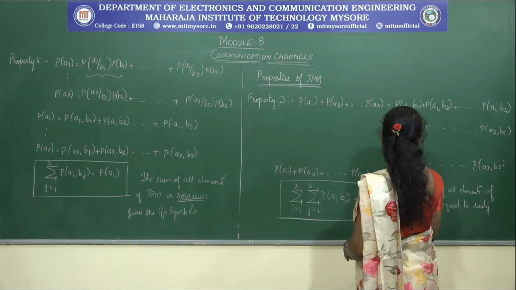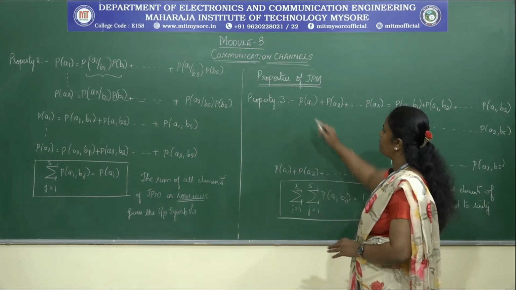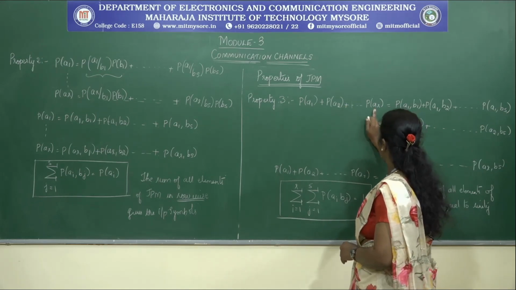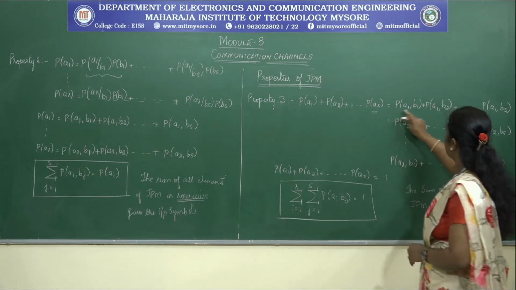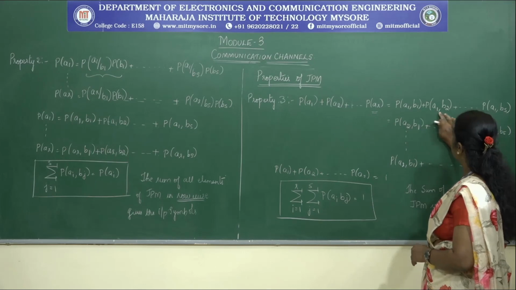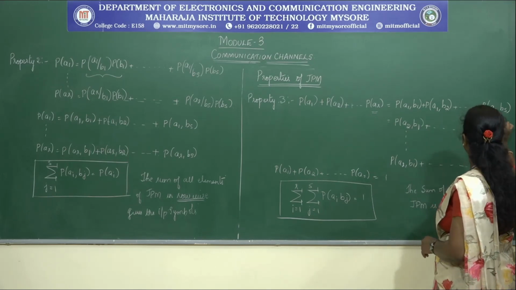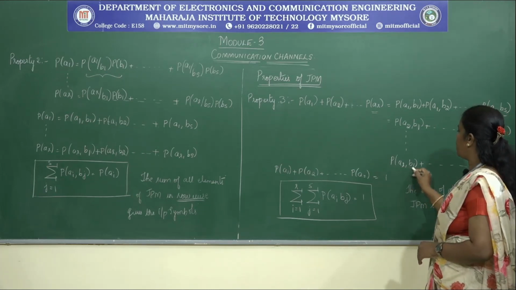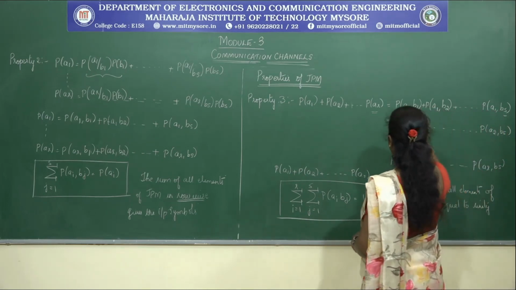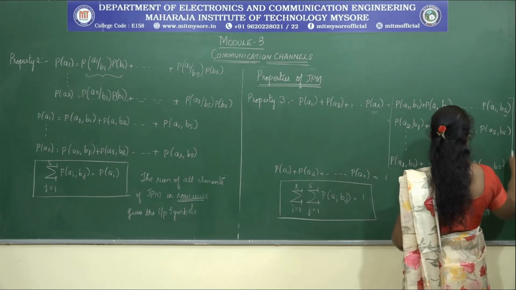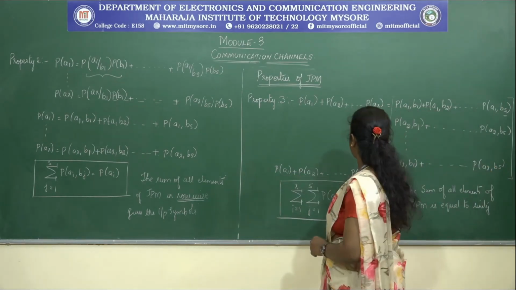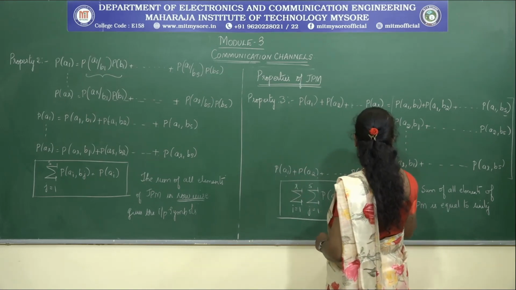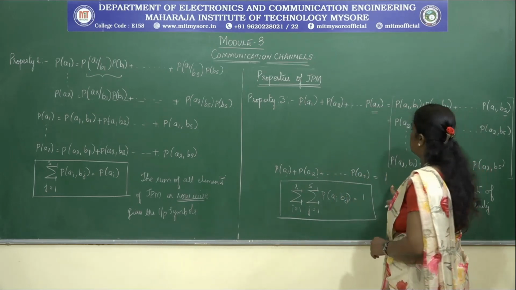So we have the property 3, which is related to your JPM, where the sum of all the elements of JPM is equal to unity. That means if we consider P of A1 plus P of A2 up to P of AR, and expand this, that is P of A1 comma B1 plus P of A1 comma B2, up to how many symbols? BS number of symbols. So this can be expanded up to P of AR comma B1 plus P of AR comma BS. So this is written in the form of your JPM, where the sum, that means P of A1 plus P of A2 plus P of AR, is equal to unity. That means the sum of all these will be equal to unity.